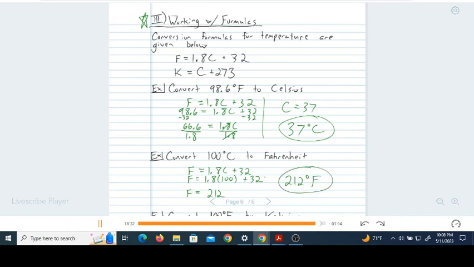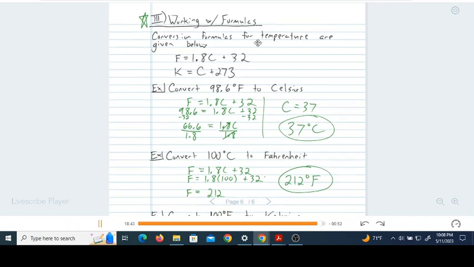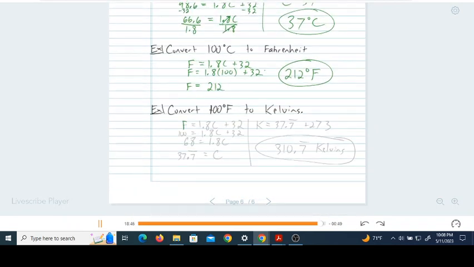Alright, let's convert 100 degrees Fahrenheit to kelvins. Now if you look at the formulas, we do not have a conversion formula from Fahrenheit to kelvins. But we can use formulas to get from Fahrenheit to Celsius, and then we can get from Celsius to kelvins. So to get from Fahrenheit to Celsius, we use this formula. So we'll plug in 100 for F and solve accordingly. So subtract 32 from both sides. That gets us 68 equals 1.8 C. So divide both sides by 1.8. And we arrive at our Celsius value, which is 37.7 repeating.